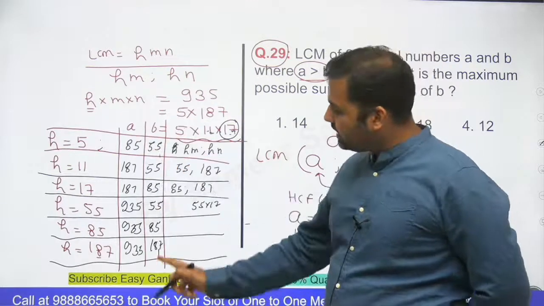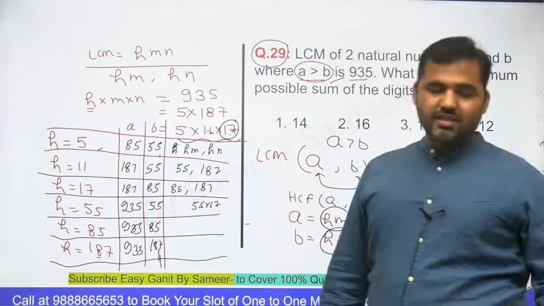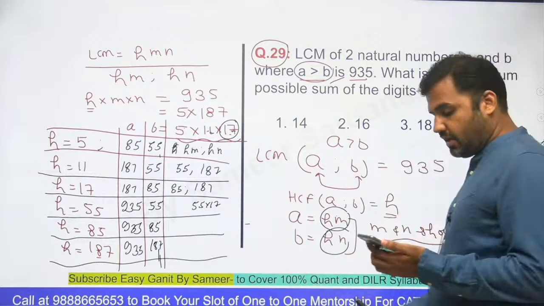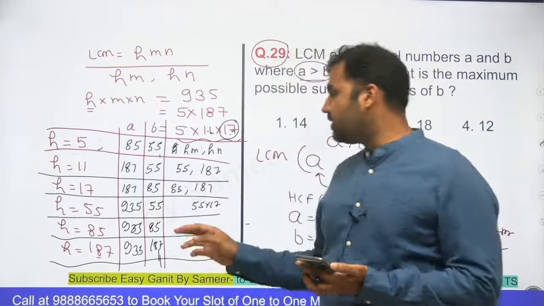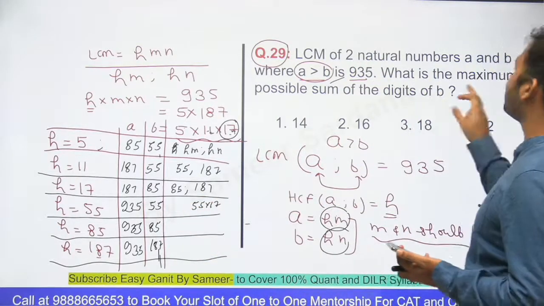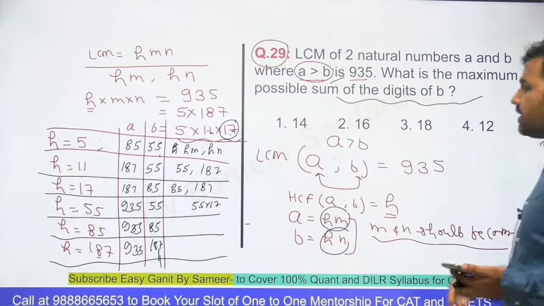So guys, all these are the possible values of b. These are the different possible values of b. We are supposed to find out the maximum possible value of the sum of digits of b.